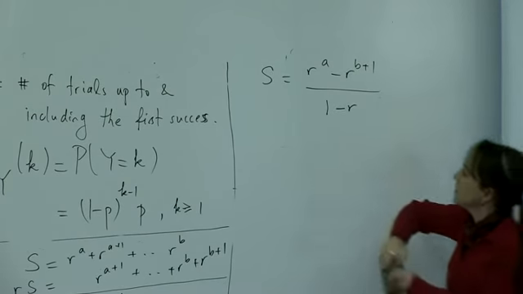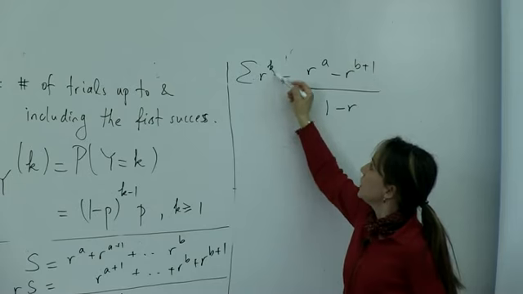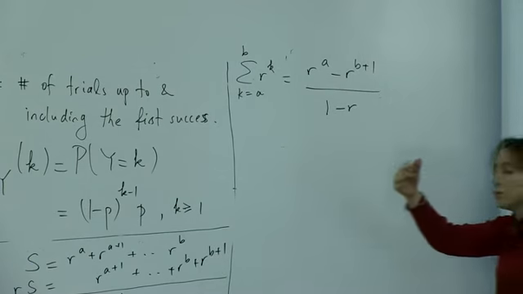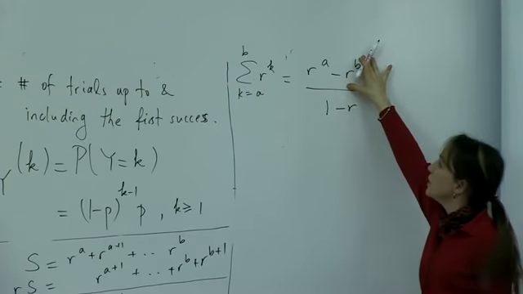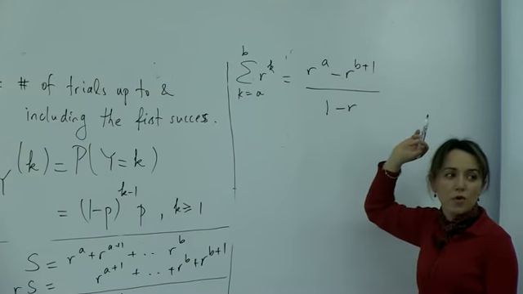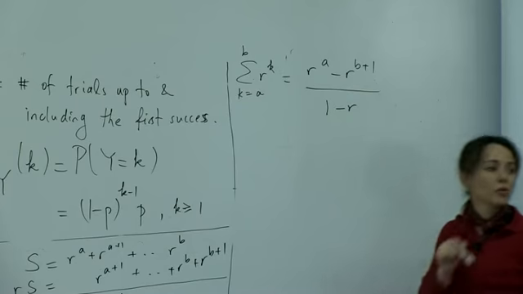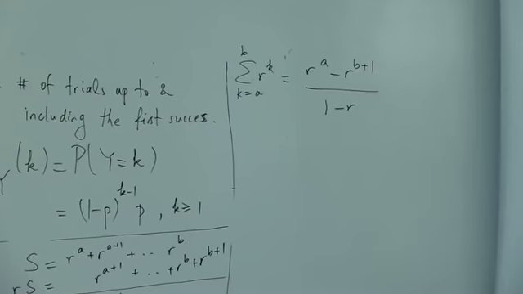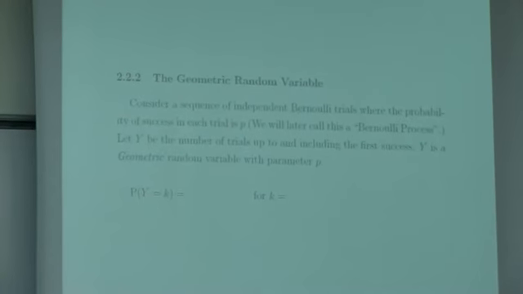What was S? S was the summation of r to the k, k goes from a to b. When the upper limit is infinite and r is less than 1, this term goes away. When the lower limit is 0, this becomes 1. So you get 1 over 1 minus r. Geometric random variable: we have now derived the PMF of a geometric random variable and checked that it's a legitimate PMF by summing it across all values and showing that it equals 1.